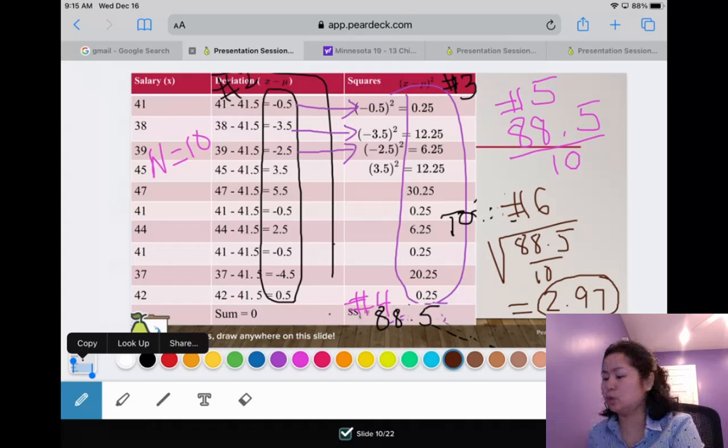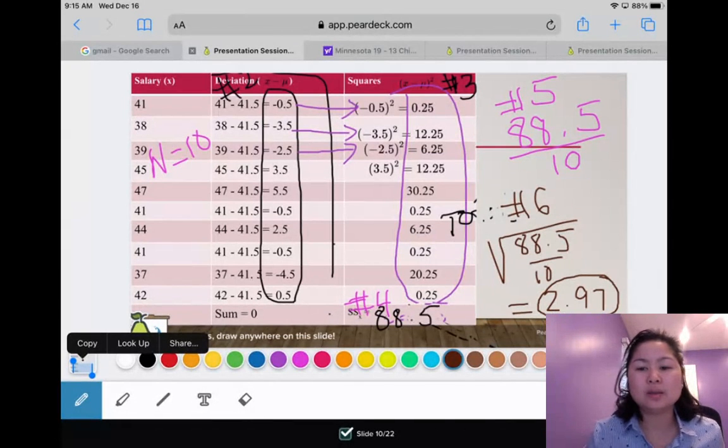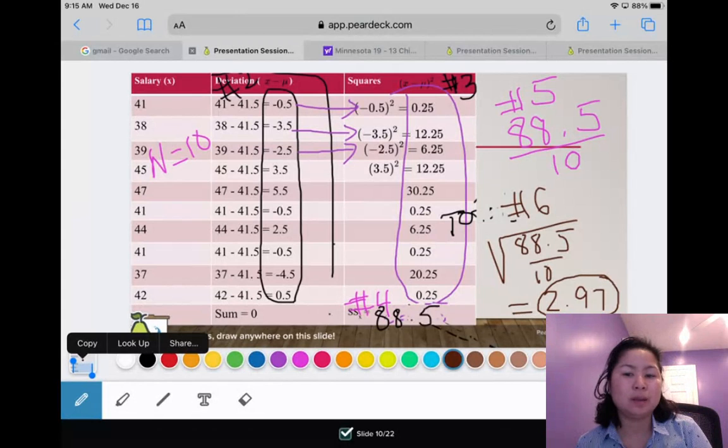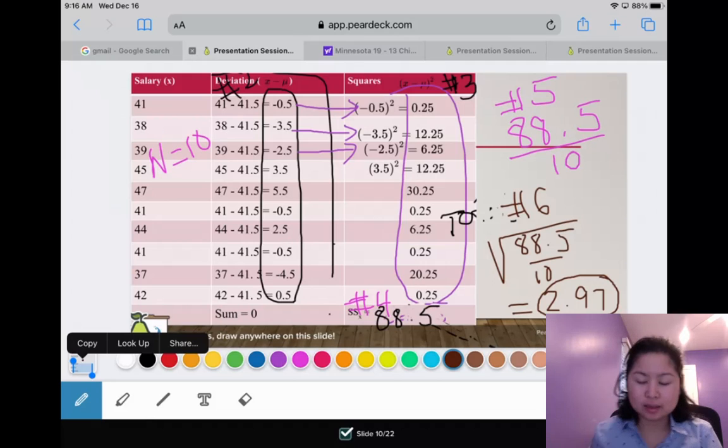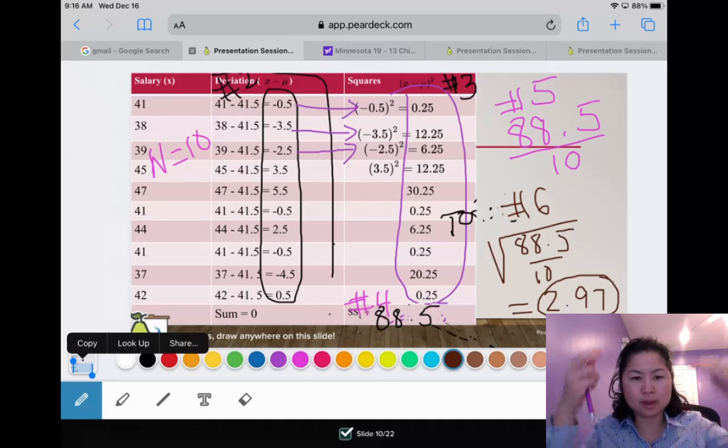The value is 2.97. So think about all the work that we have done. It took you about 10 minutes, right? Just to get that number. That is the standard deviation. So to find the standard deviation, the final step is not bad. It's just step 2 and step 3. It takes us a lot of time.